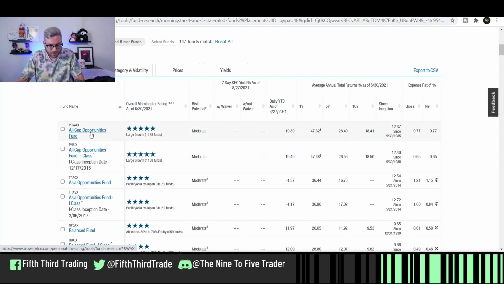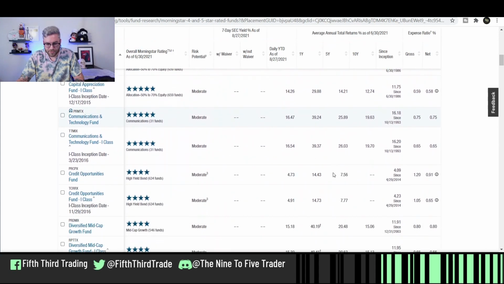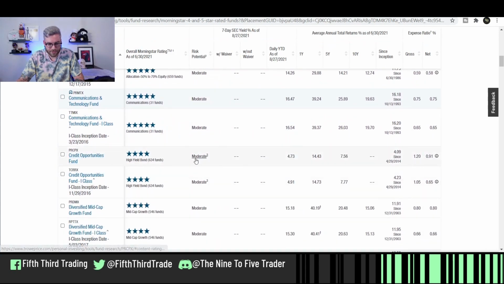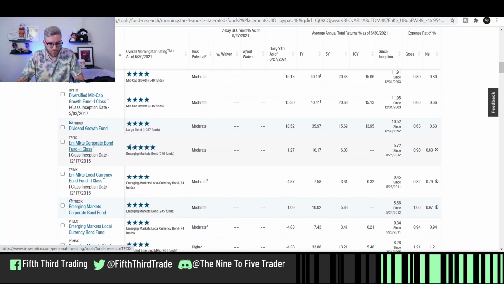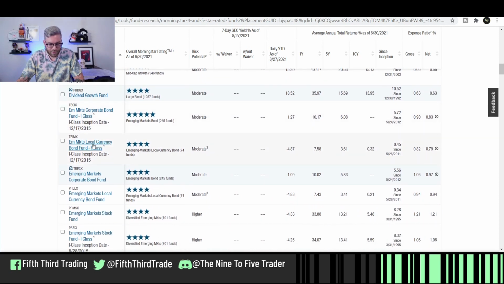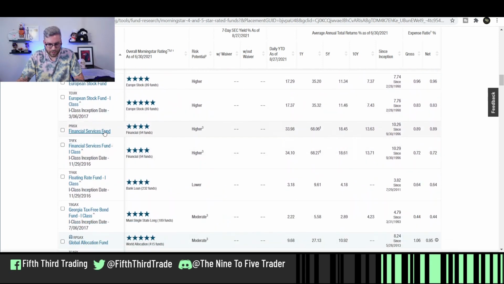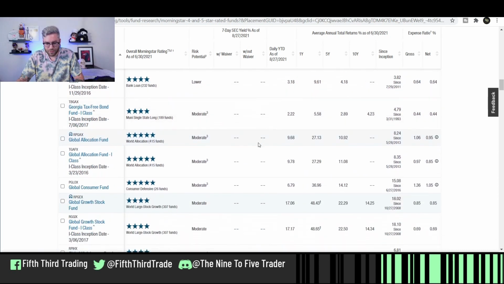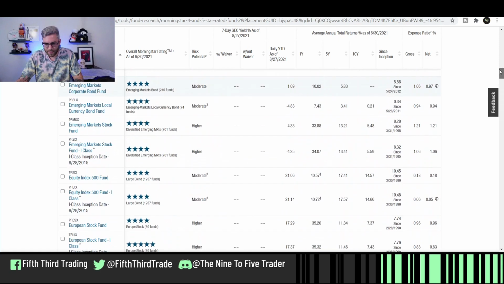We can see All Cap Opportunities Fund is at 47. That's not bad. All Cap Opportunities Fund I-Class is 47, 36, 36. Right, these all look pretty good, but Credit Opportunities Fund is only at 14% compared to the Russell 2000 being at almost 40. That's a horrible sign for them. EM Markets Corporate Bond's not looking very good. I mean, that's not great either. Emerging Markets not looking very good. Right, so a lot of these are underperforming. Like Financial Services Fund, it's higher, and it made 68%. That's pretty great. So you can go through this whole website and find some of the best 4 and 5 star rated ones and see which ones are doing the best.